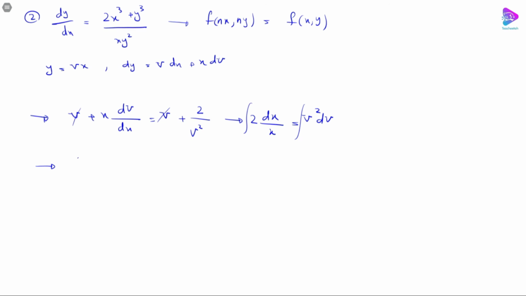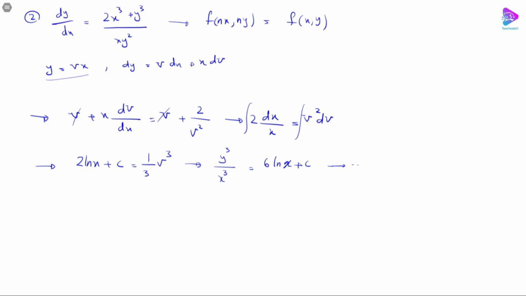I'll end up with 2 ln x plus c equal 1 over 3 v cubed. And you can solve this further. Remember this equation, so it would be y cubed over x cubed equal to 6 ln x plus c, and so on and so forth.